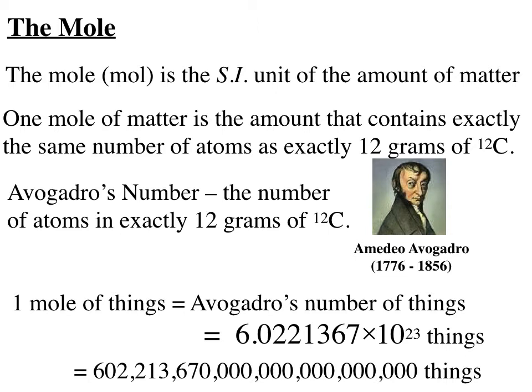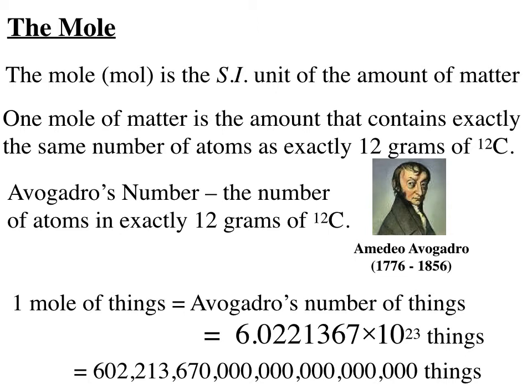Now, when I say exactly, I mean exactly. That should be 12.00000 to all units of significance. Then we would know exactly how many things are in a mole if we have exactly 12 grams of carbon-12.